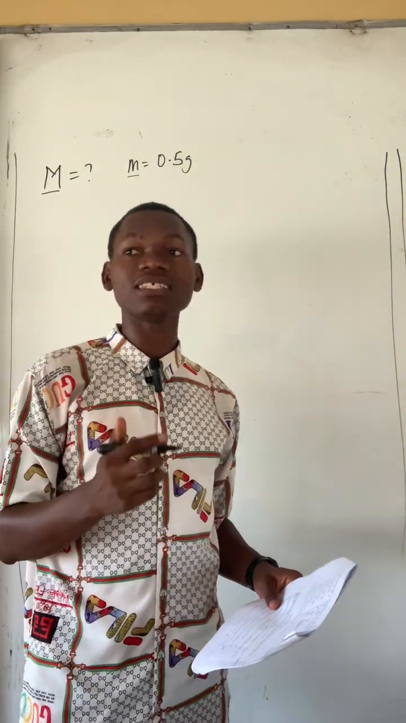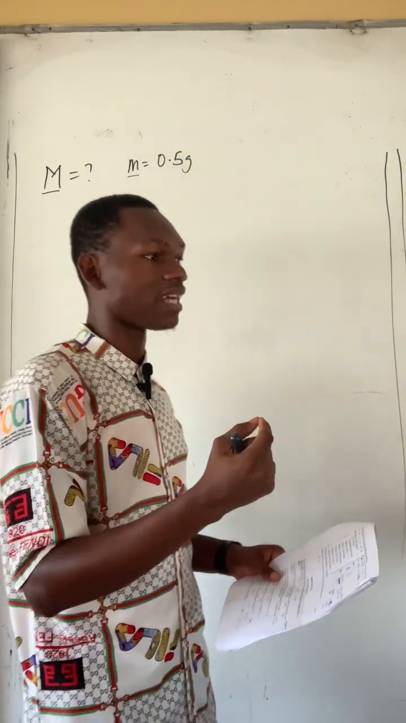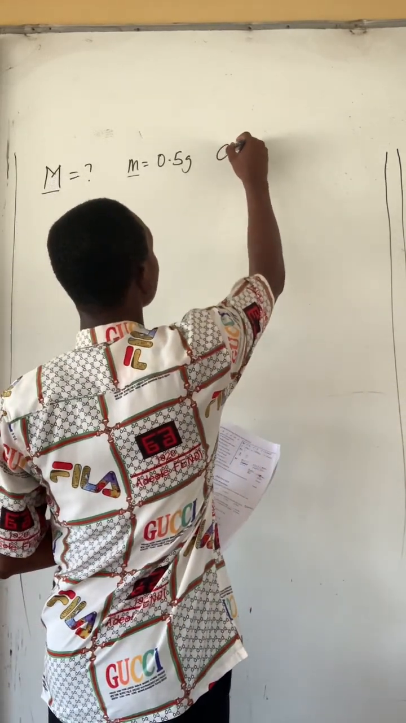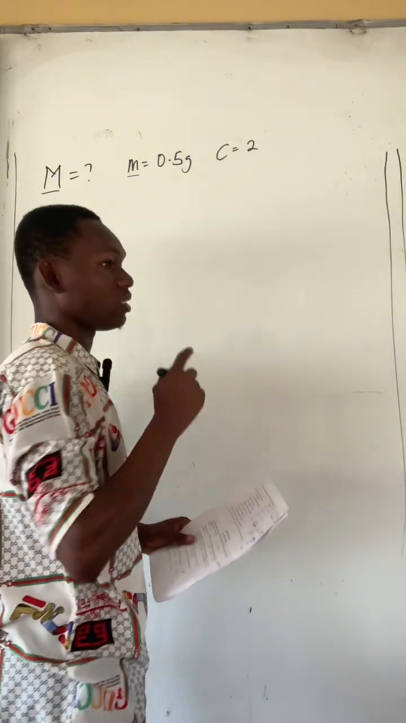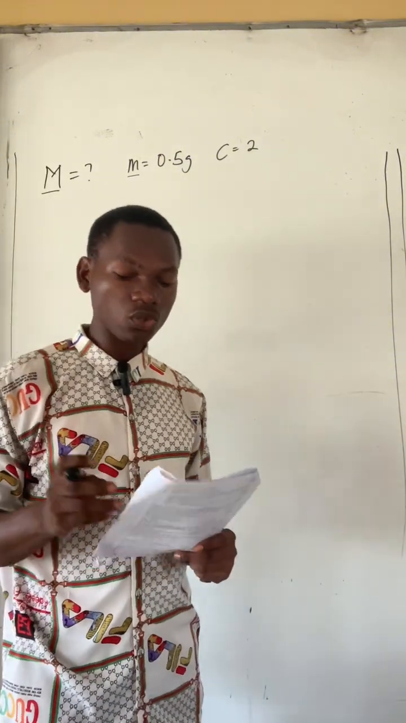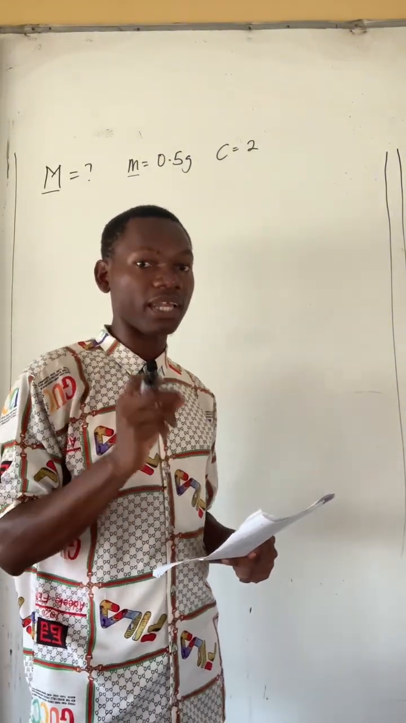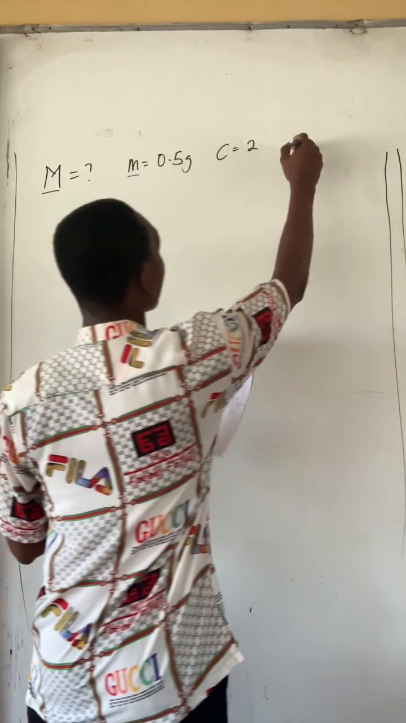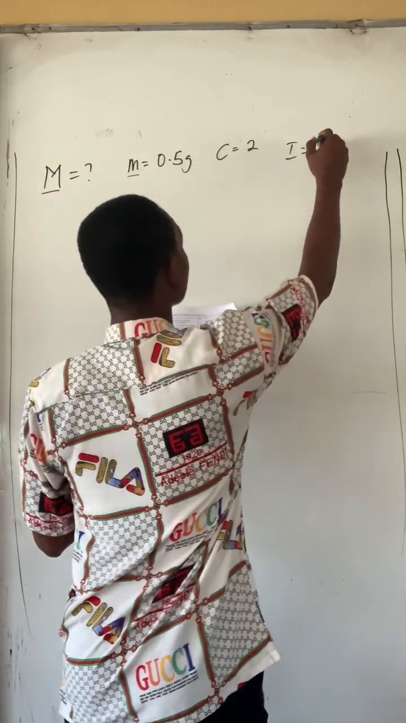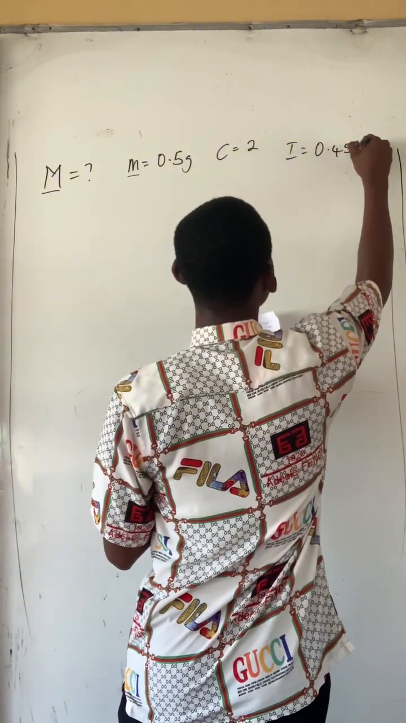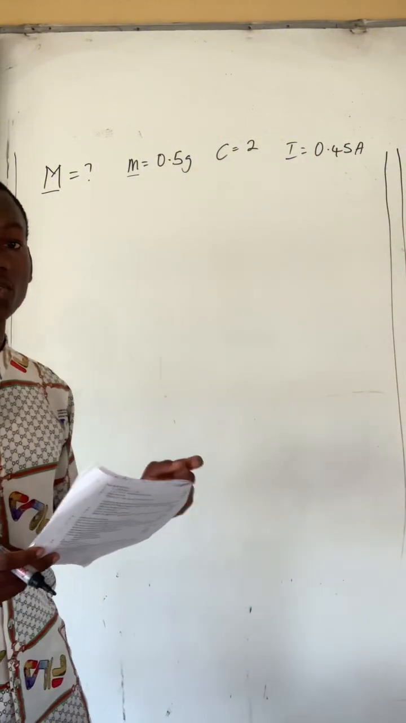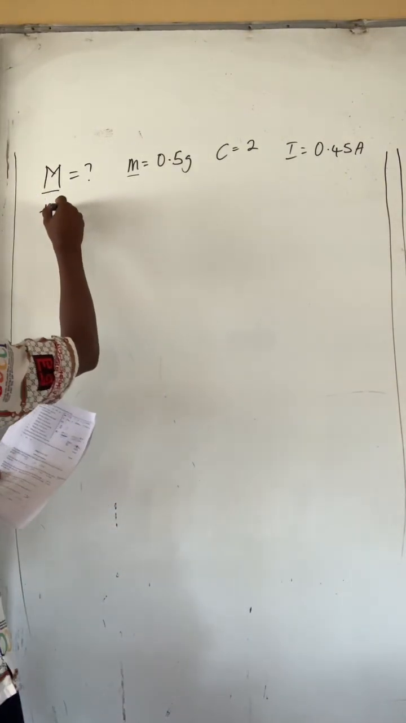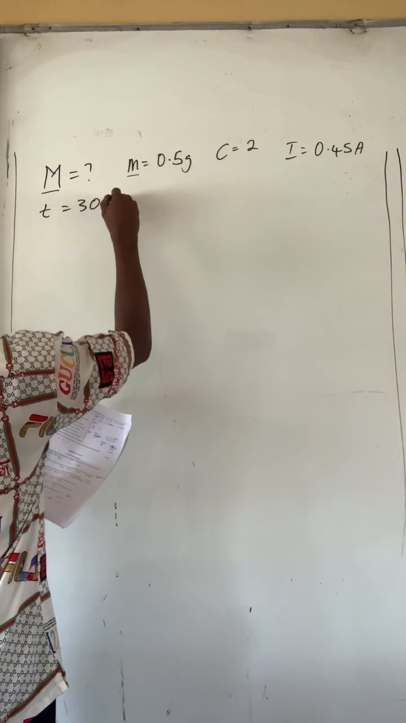And we are told that the metal is a divalent metal, meaning that the charge on that metal is 2. That's divalent. So C here is equal to 2, the charge. Now we're also told that the current, I, that was passed through was 0.45 ampere in that particular electrolysis. And we are also told the time. The time is 30 minutes.